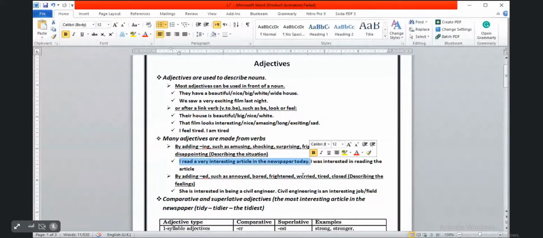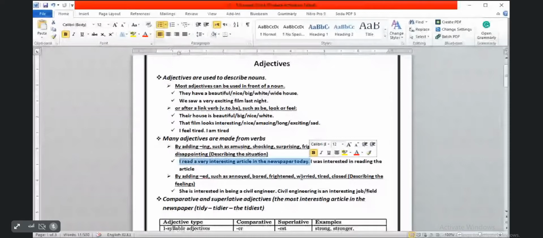Now, interesting is an adjective. It's actually a verb with ing, هو interest ضايف له ing فصار interesting يعني مثير للدهشة. Okay? أو مدهش أو رائع. So, interesting article. Interesting here describes the article. يعني تصف حالة المقال. المقال يثير الدهشة أو يثير الرغبة أو يثير القراء. Okay? So interesting article.